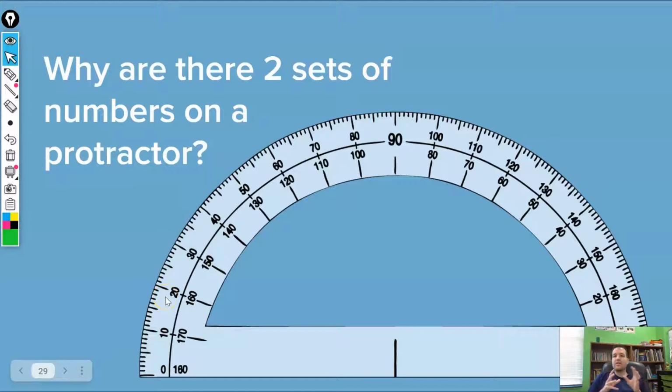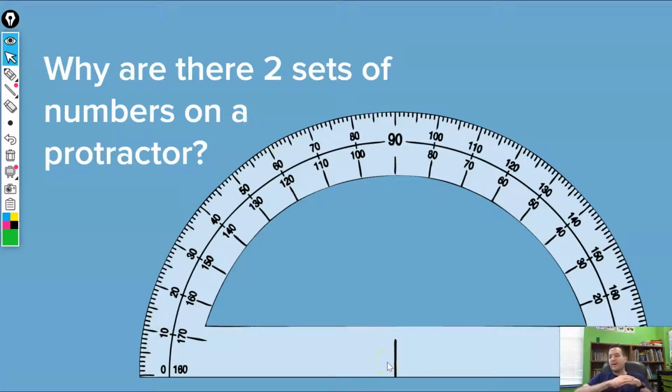So why exactly are there these two sets of numbers on a protractor? Isn't that kind of annoying? Well, it all depends on how the angle's opened up, right? If the bottom ray is on the right side, and the other ray is over here, you're going to be needing those obtuse angle measurements. But let's say that bottom ray is on the left side, and it's opened up only to like the 60-degree mark, right? Then you need to be looking at the acute measurements.